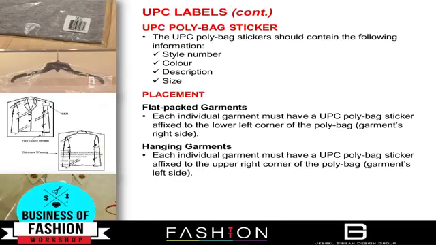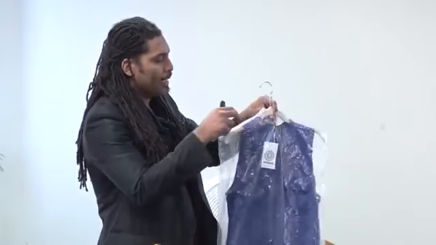As far as hanging garments, right, so as far as the poly bag, I don't have one on this, right? But if I were to put one on this, right, again, upper garments left side, this is the garment's left side, it will be placed up here, right? That same sticker.